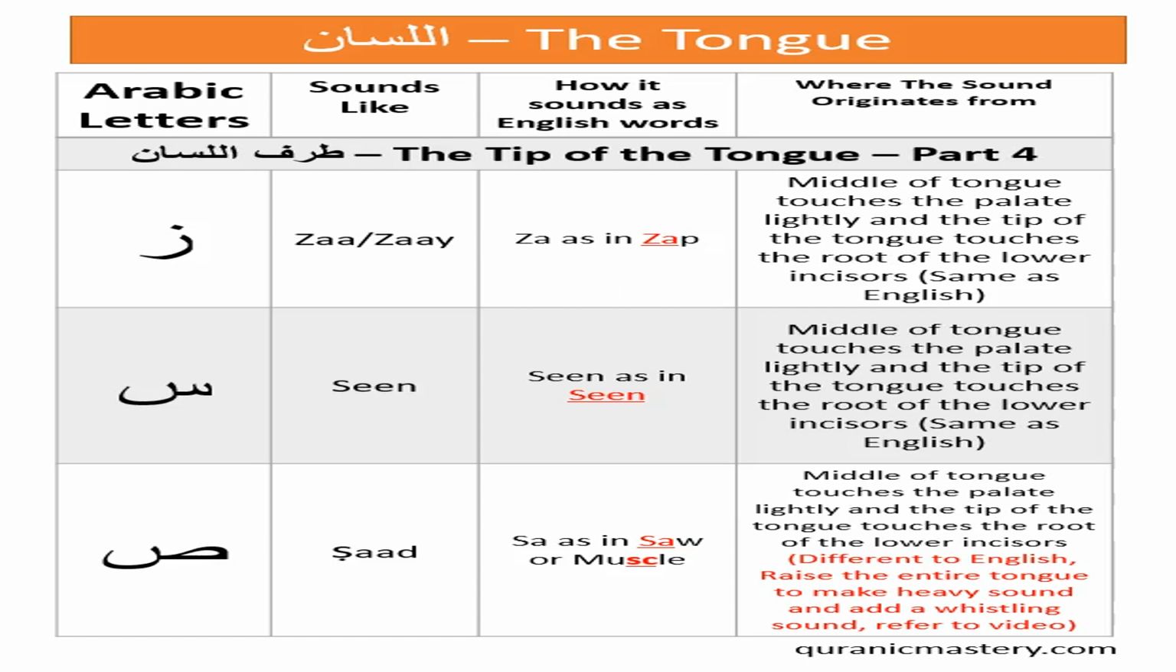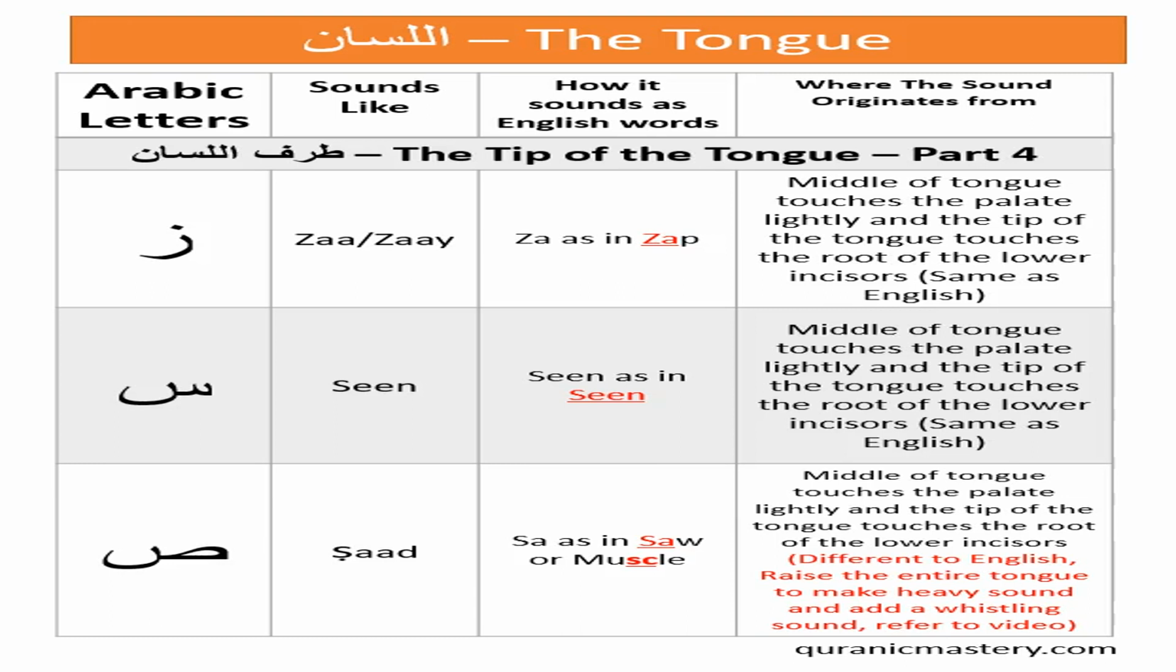Part 4 of the tip of the tongue. So these are the last letters of the tip of the tongue, طرف اللسان. And how do we pronounce these letters? It's za, sin, and sad. Za, sin, and sad.